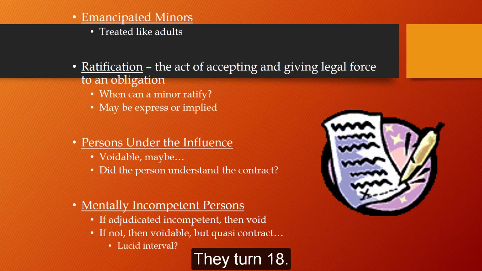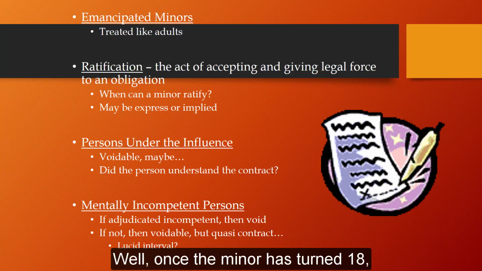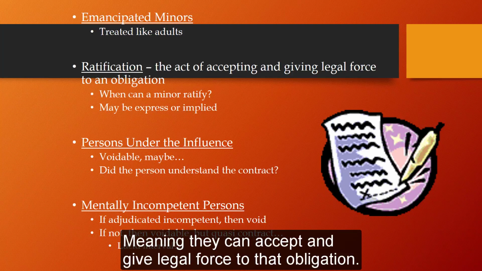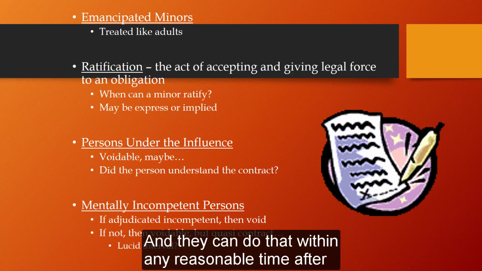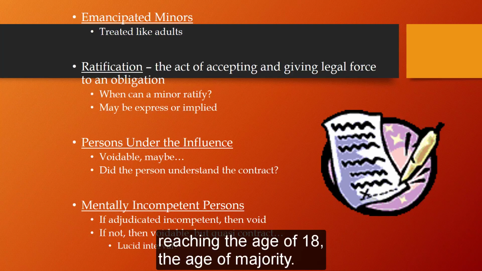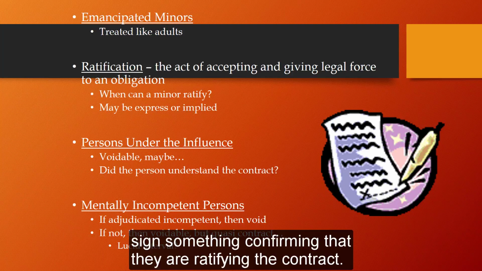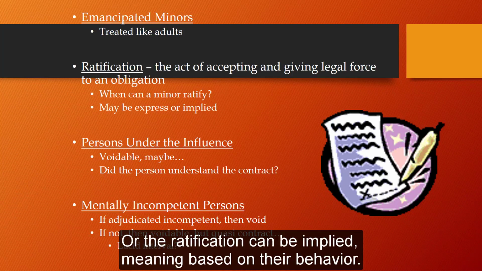Now let's suppose that a minor goes out and makes a contract, and then the minor reaches the age of majority. They turn 18. Well, once the minor has turned 18, they can ratify the contract that they made as a minor, meaning they can accept and give legal force to that obligation, and they can do that within any reasonable time after reaching the age of 18, the age of majority. And that ratification can be express, so the minor could write something or sign something confirming that they are ratifying the contract, or the ratification could be implied, meaning based on their behavior.